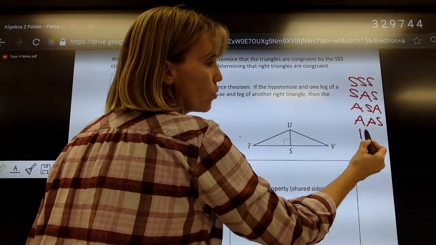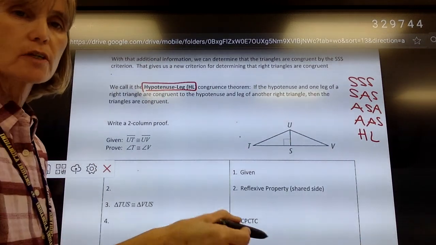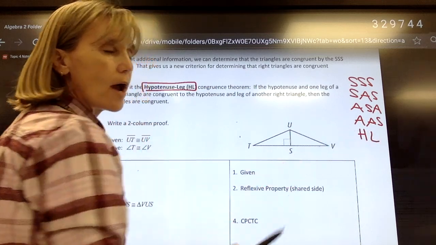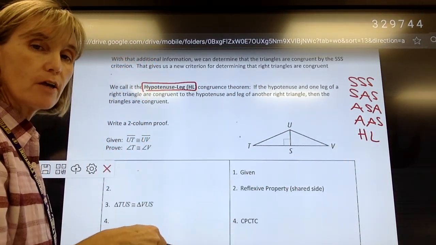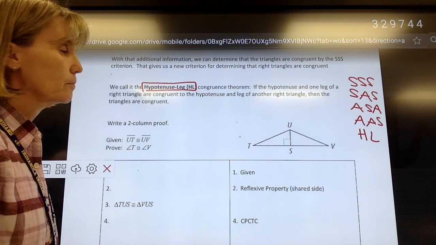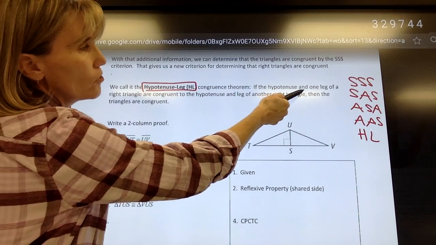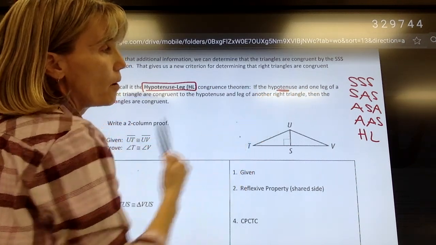And now the fifth one is called HL, and that stands for hypotenuse leg. If you have the hypotenuse of a right triangle and you have one of its legs as being congruent, then you have enough to say that the two triangles are congruent. So as we call it the hypotenuse leg congruence theorem, if the hypotenuse and one leg, doesn't matter which leg, but hypotenuse, it has to be the hypotenuse.